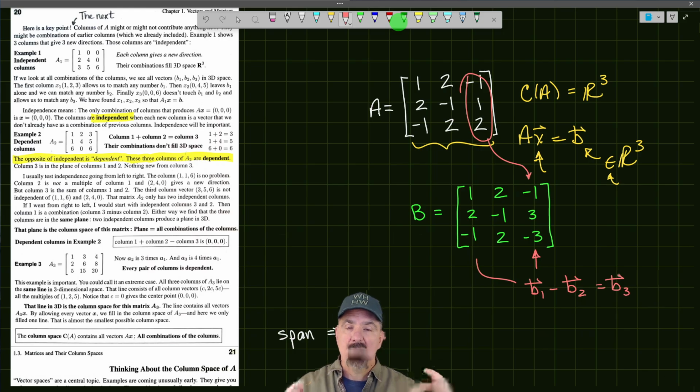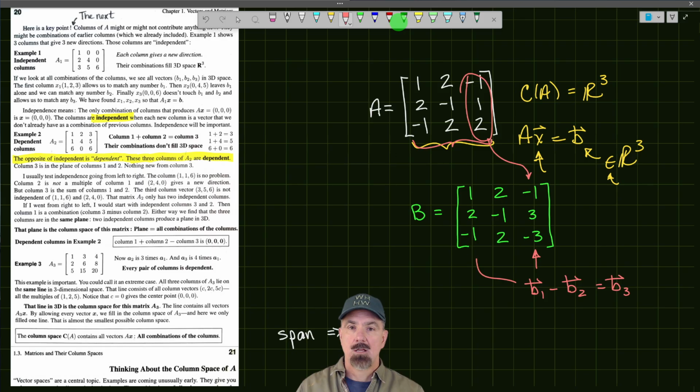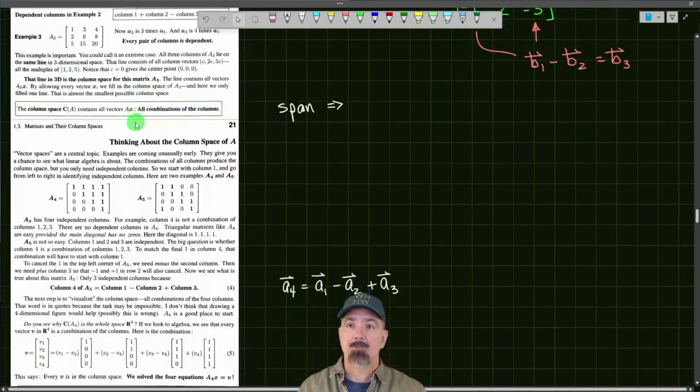And because we have this relationship between the columns where I can write one as a linear combination of the others, then these are linearly dependent vectors. The columns up here in A are linearly independent. There's no way to write one of them as a linear combination of the others. So this is this idea of linear independence, or what we often refer to just as independence and dependence for a set of vectors. And so he talks about that here in 20.